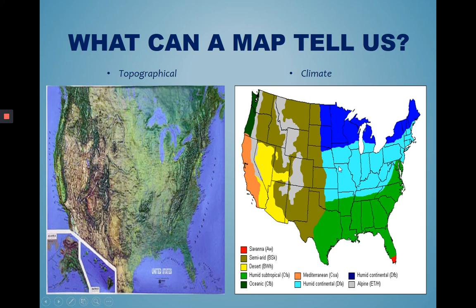A climate map, again, will use color to show climatic zones. You will always need to look at the key of a climate map to know what the different climate zones are. For example, you can see that Michigan is split into two climatic zones, humid continental, DFA, and humid continental, DFB.